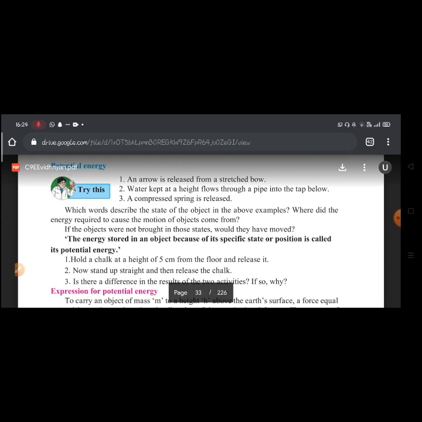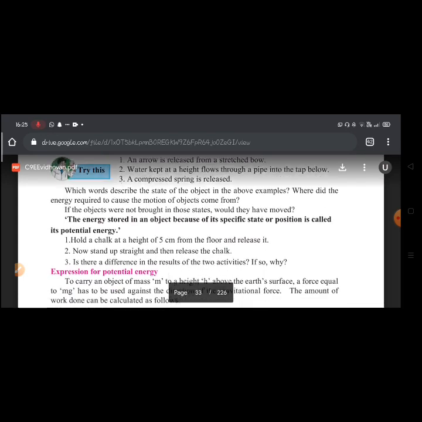As we had seen, the energy of an object in motion is called kinetic energy. Now, what is potential energy? The energy stored in an object because of its specific state or position is called its potential energy. The energy that is stored in an object because of its specific position or state, that is called the potential energy.